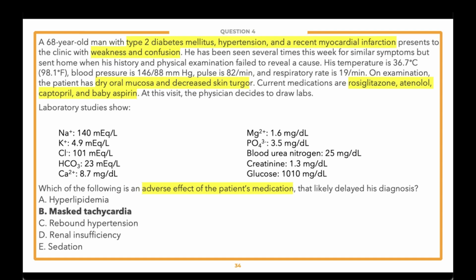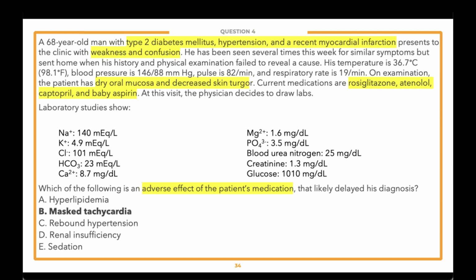So it's not asking you what caused the AKI, what caused anything else going on, what caused the renal insufficiency. It's asking you what delayed the diagnosis. That's what this question is really driving home here. And that's why I put this one here. Although it's a tough question, and I know a lot of you were going down, okay, what's the underlying problem and what's the medication adverse effect? I want you to think what delayed diagnosis.